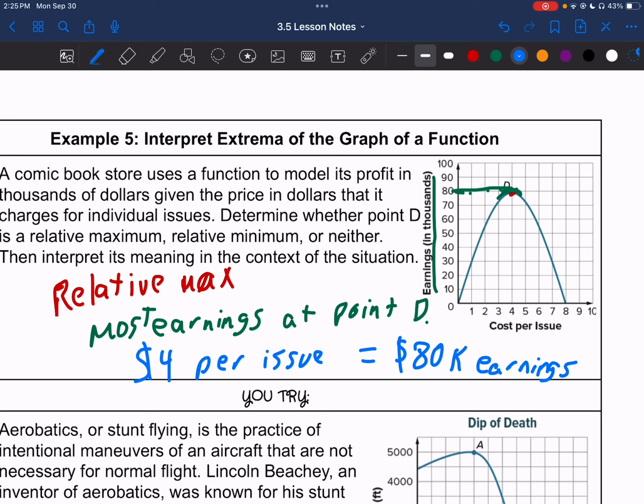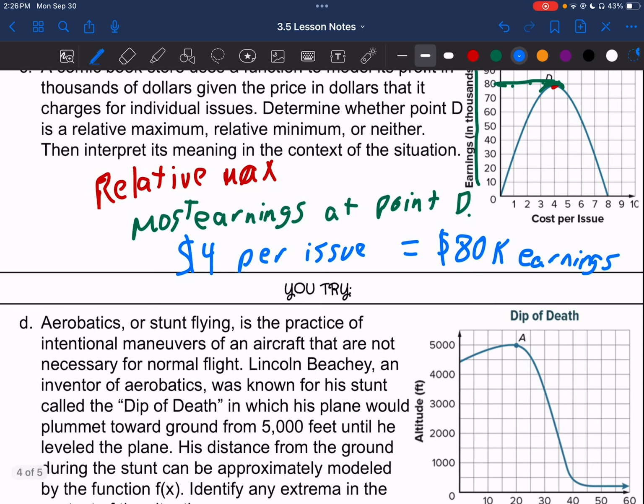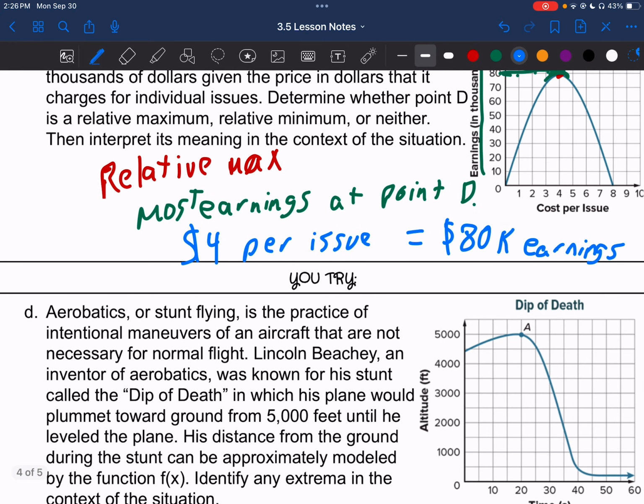This is literally market research. What is going to be the maximum profit? Where can I charge the most for a product that is going to get me the most profit? Because if you start charging too much, people aren't going to buy as much. If you're charging too little, you're not going to be able to cover your costs. You may sell a lot, but you're not going to be making enough money.